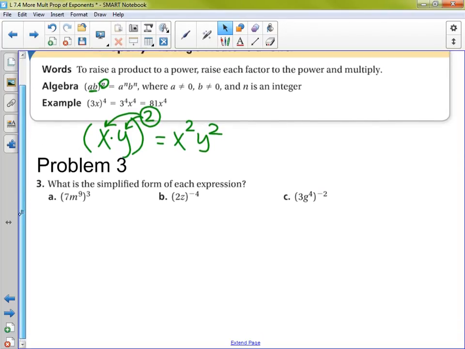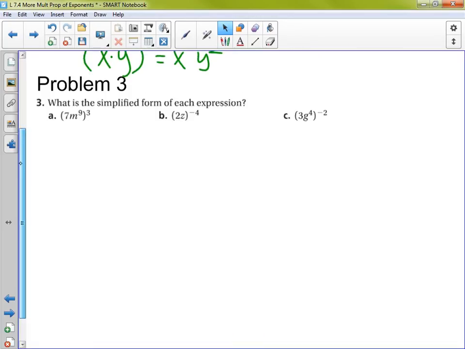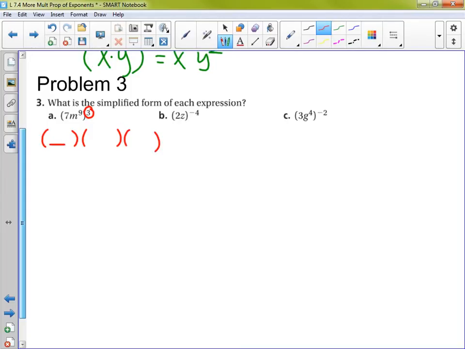So here are some examples. In this first problem, 7m to the 9th power is being raised to the third power. Now if I write it all out, which I'm not going to, it would be 7m to the 9th, 7m to the 9th, 7m to the 9th. Instead, what I'm going to do is give the 3 to the 7 and give the 3 to the m to the 9th, and it looks like this. 7 to the third power and m to the 9th to the third power.